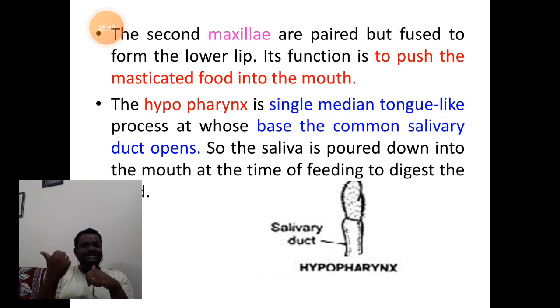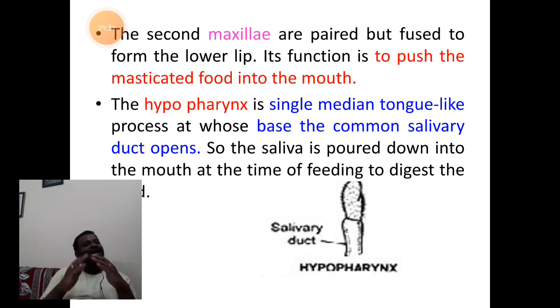The last part, the sixth part, is hypopharynx. As I told you earlier in the initial stage of the session, it is a single median tongue-like process. At the base of it, it has connection with the salivary duct. A common salivary duct will attach to the base of this hypopharynx. It's an elongated tongue-like structure.